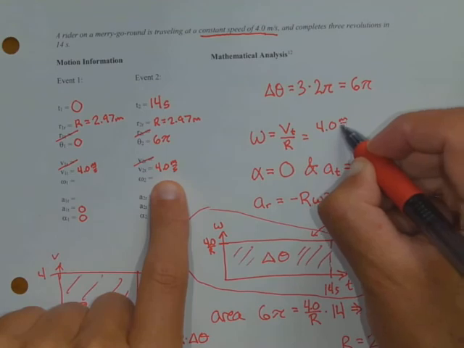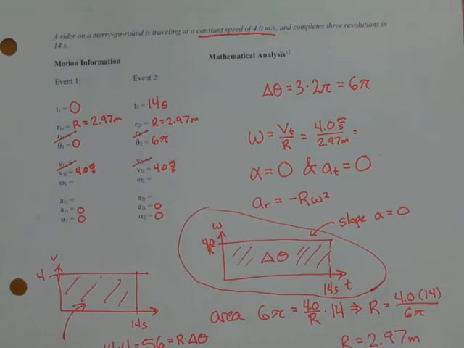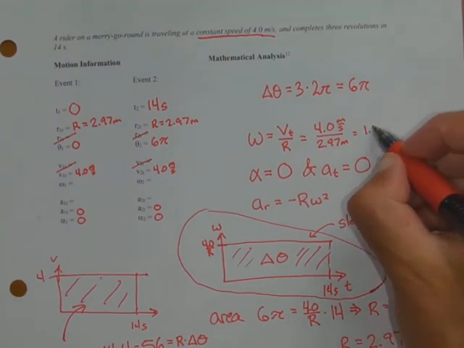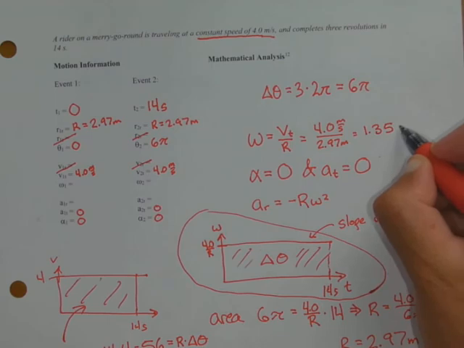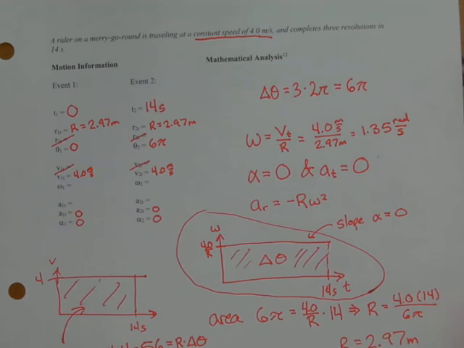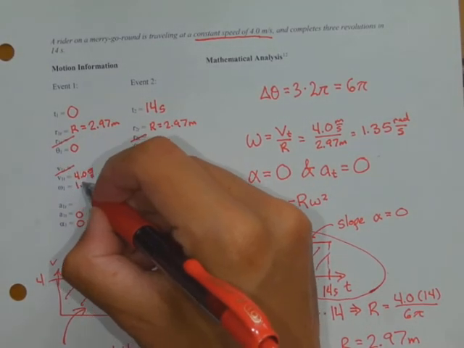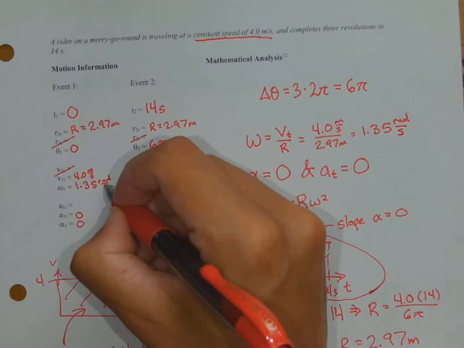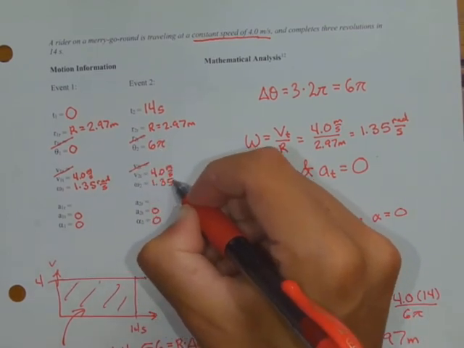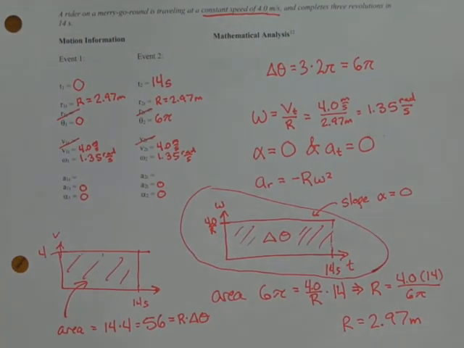So this is 4 meters per second divided by 2.97 meters, and that is equal to 1.35. The meters cancel out, which leaves you with units of 1 over seconds, but this is supposed to be radians per second, and remember that the units of radians come and go for free, so if you need them, you can just stick them in. So this is 1.35 radians per second. Finally, we can put that in here. So this is 1.35 squared.